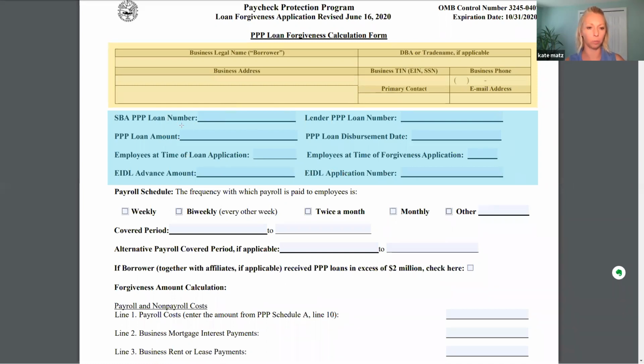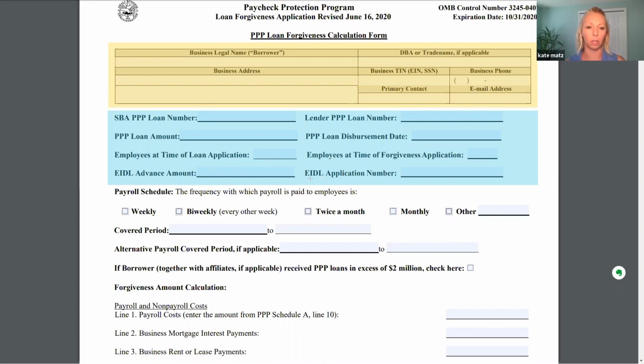They'll have that for you. The employees at the time of loan application and employees at time of forgiveness application. Employees here means FTEs. So you'll use that same methodology that we talked about for calculating FTEs in the forgiveness application to come up with the number of FTEs that you had on these different dates.